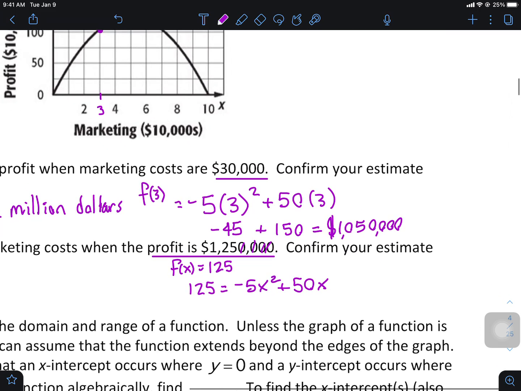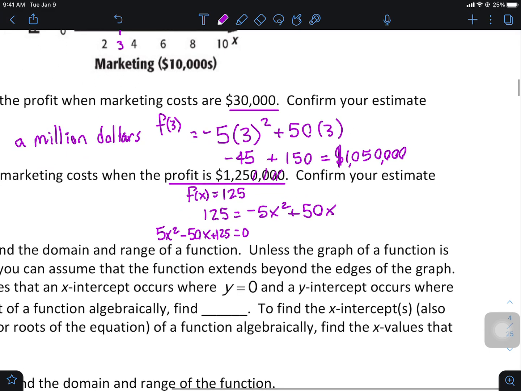This would probably require a little bit of factoring. I'm going to add the 5x squared to the other side, then subtract the 50x, and then plus 125, and set that equal to 0. Then we can factor out the 5, or divide everything by 5. That gets you x squared minus 10x plus 25 equals 0, and then you can factor. That would be (x minus 5)(x minus 5) equals 0, and therefore x equals positive 5.